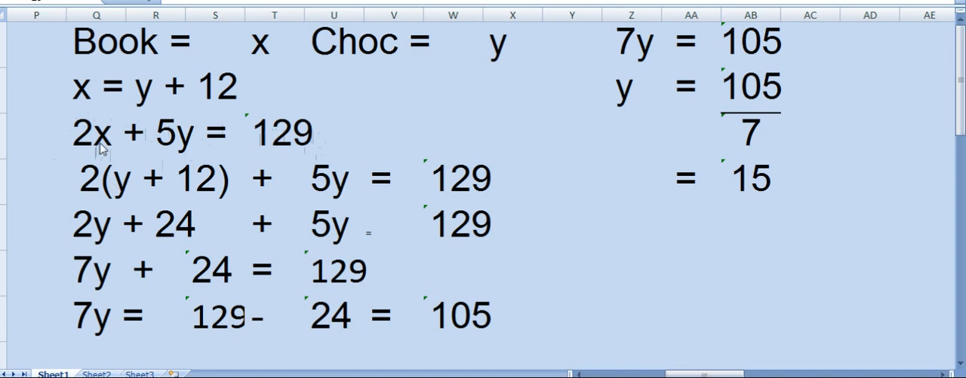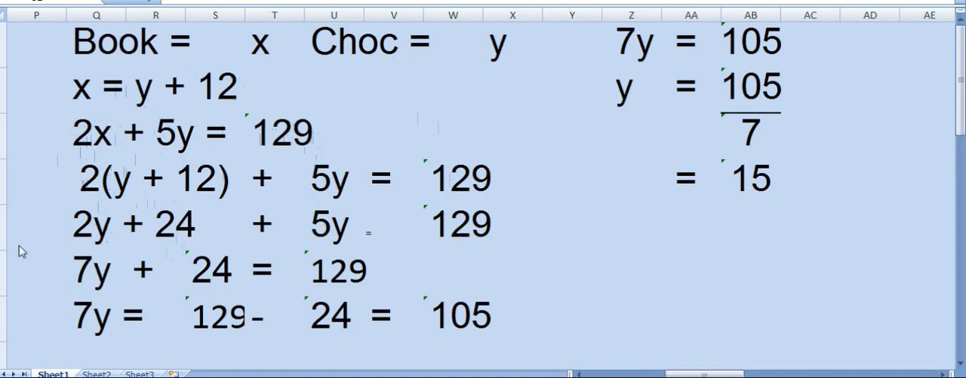But what is x? x equals y plus 12. Just put y plus 12 in place of x. 2 multiply x becomes 2 multiply y plus 12. Put y plus 12 over here, so instead of x we have y plus 12. Now just multiply. 2 multiply y is 2y and 2 multiply 12, because this is for the whole bracket, is 24, and this 5y remains same, plus 5y equals 129.